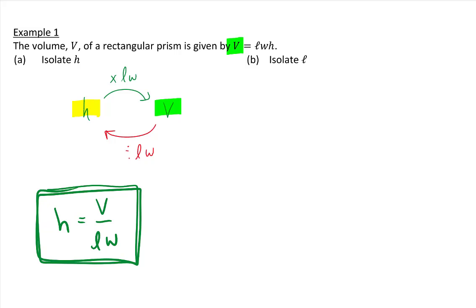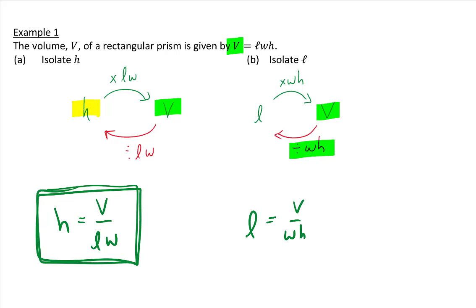So let's go and do this one more time. So L is the variable I want to isolate for, and if I look at the equation, L is being multiplied by the width and the height, and when you multiply by the width and the height, that gives you the volume, length times width times height. And to undo that operation, I'm going to divide by the width and the height. So I'm going to take V and divide it by the width and the height. So I get V divided by width and height is equal to the length.